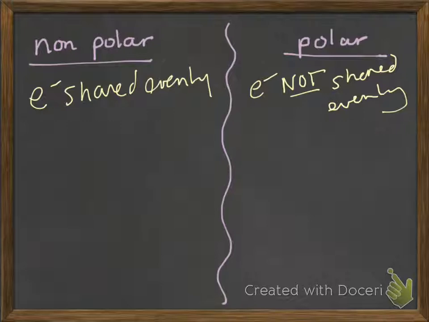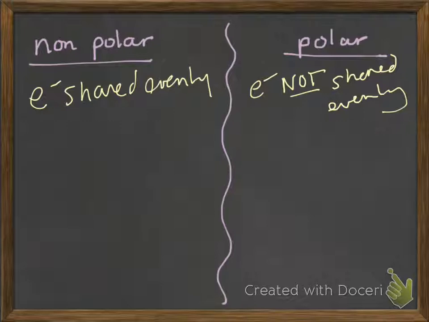If we use the metaphor of tugging the blankets off you in the middle of the night, in a nonpolar bond, everybody's covered by the same amount of blanket, the same amount of electron cloud. In a polar bond, one atom is pulling the electron cloud over onto itself.